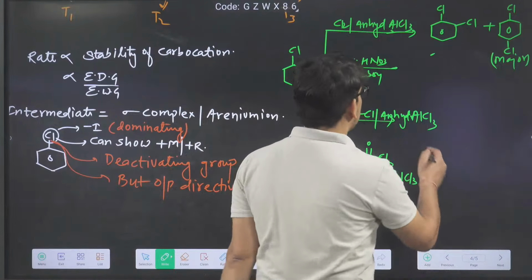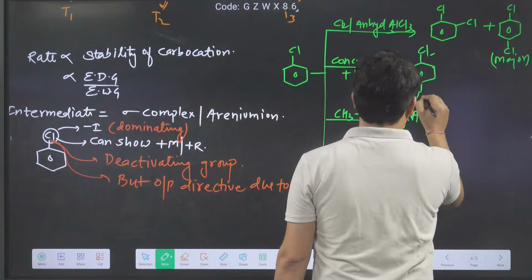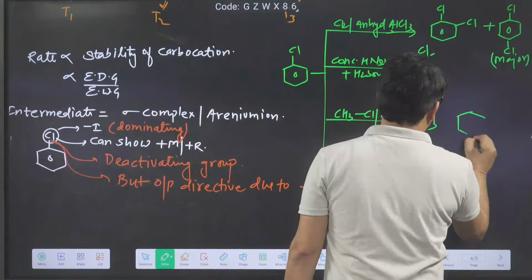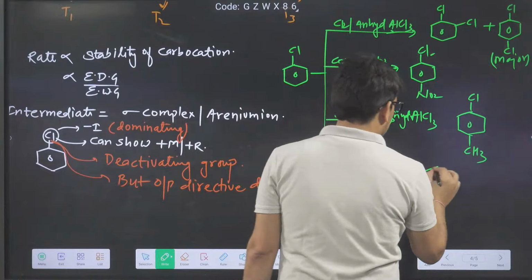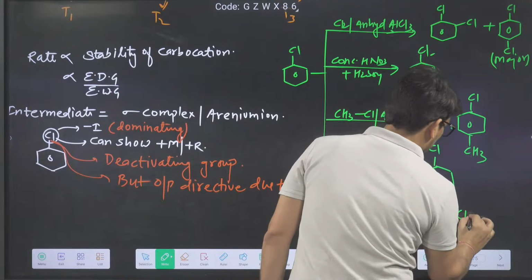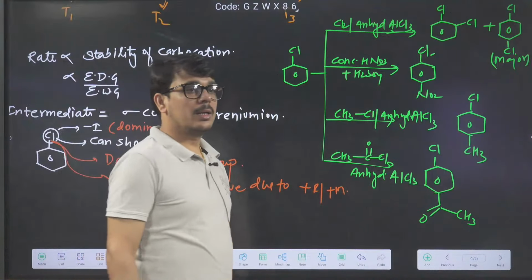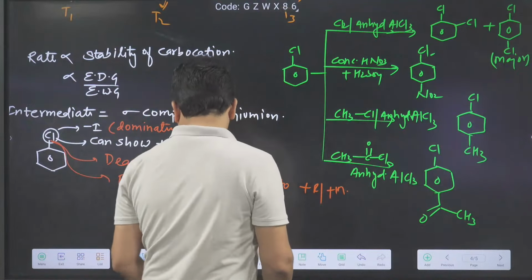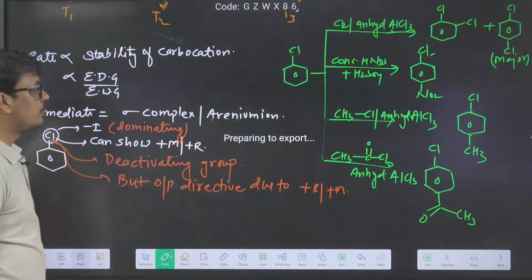Clear? Now next, para-nitrochlorobenzene, major only I am writing now. And next, Friedel-Crafts alkylation, para-methyl chlorobenzene. And last will be this one, or not. Clear? Yes or no?